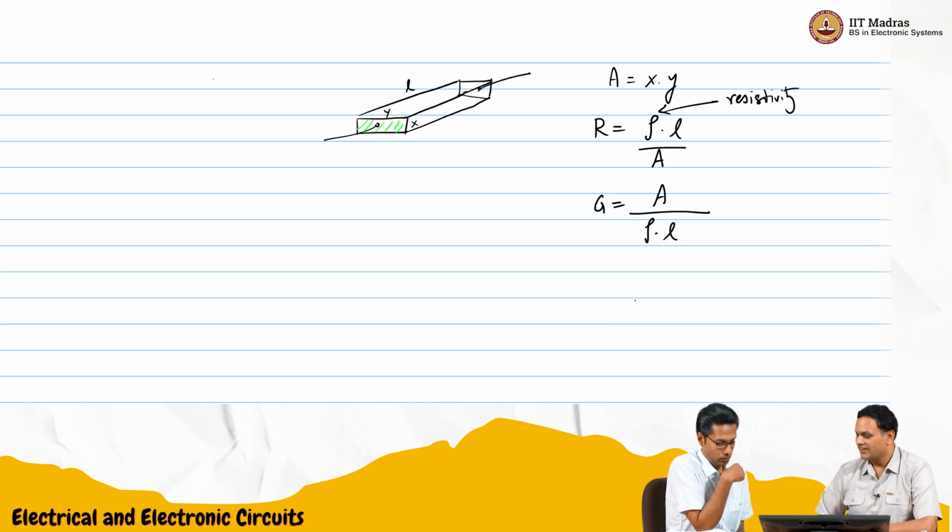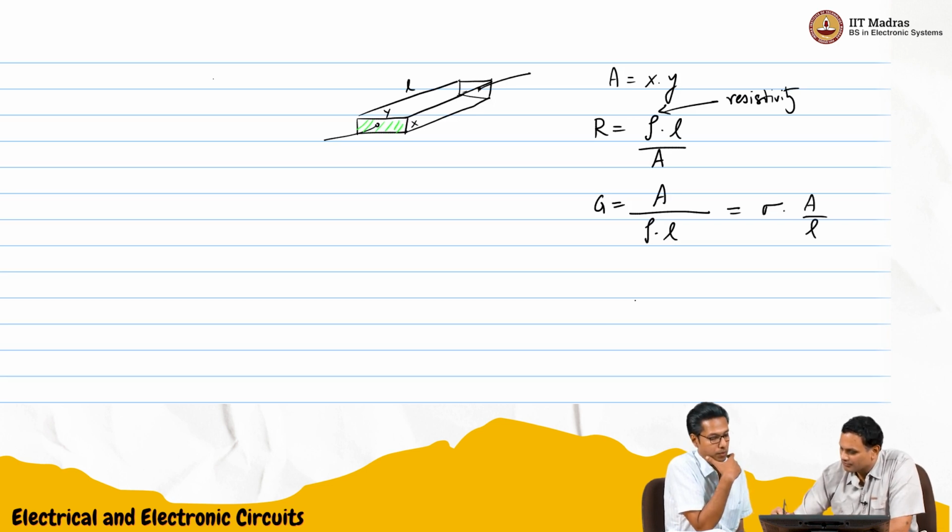This is the resistivity. So the conductance is of course dependent on A by L, but it is now proportional to the inverse of the resistivity, and that is what we call conductivity. Okay. So this would be the conductivity, sigma.